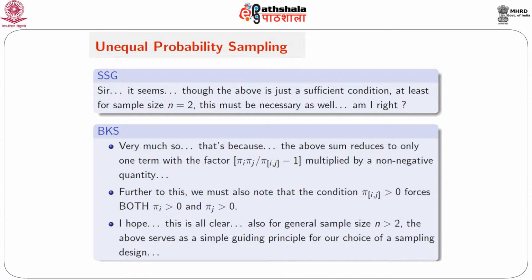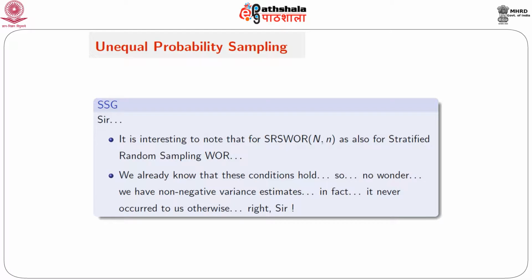It is interesting to note that for simple random sampling without replacement, as also for stratified random sampling without replacement, we already know that these conditions hold. So no wonder we have non-negative variance estimates. In fact, it never occurred to us otherwise. Right, sir? Yes, that's what happens.